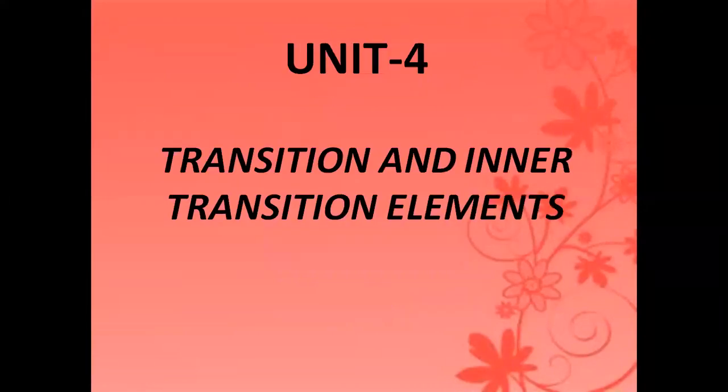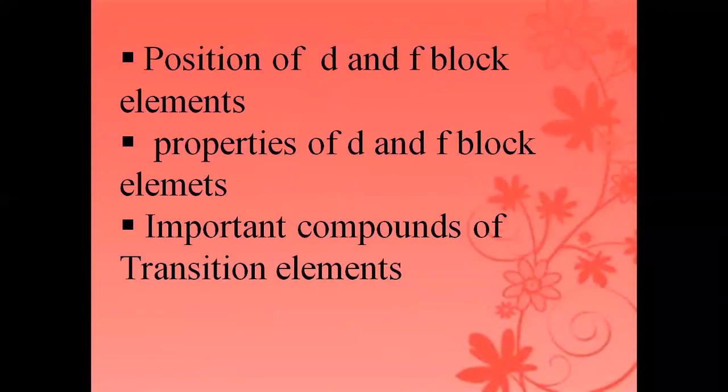So today we are going to learn about unit 4, that is the transition and inner transition elements. Transition elements, otherwise we call them D block elements, and inner transition elements, otherwise we call them F block elements. In this lesson, we are going to learn about the position and properties of D block and F block elements, and also the important compounds of transition elements, that is potassium permanganate and potassium dichromate.